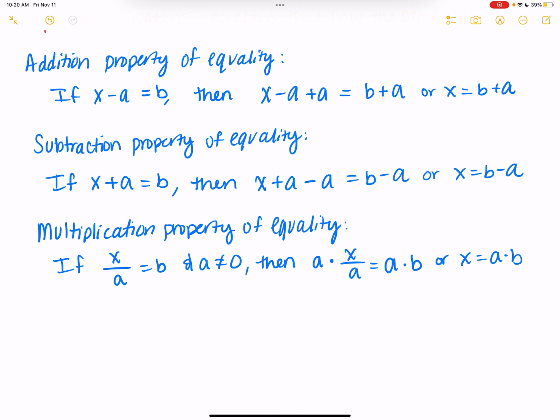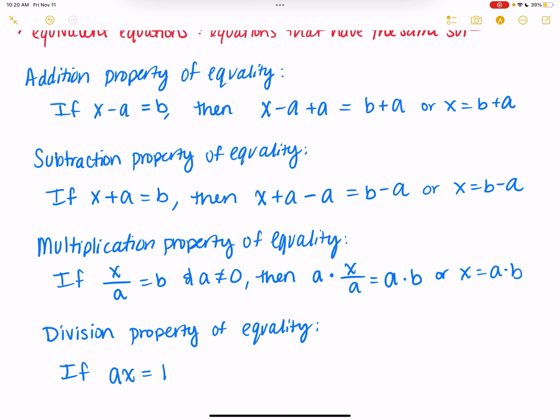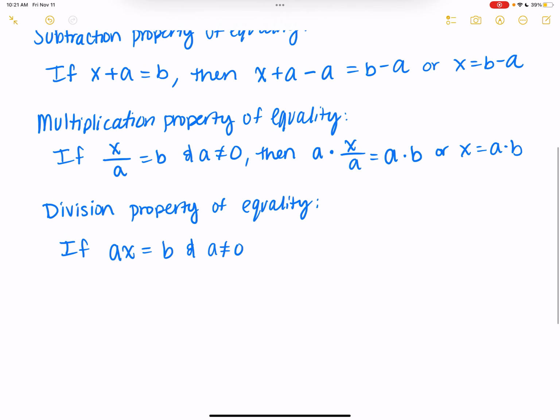And then the opposite of that is the division property of equality, which says that if a times x equals b, and a is not equal to 0, which you'll see why that has to be the case in a second, then a times x divided by a, so over a, equals b over a, or x equals b over a.